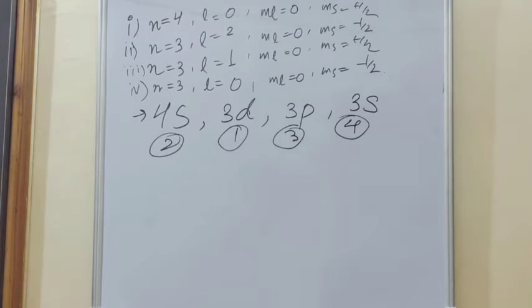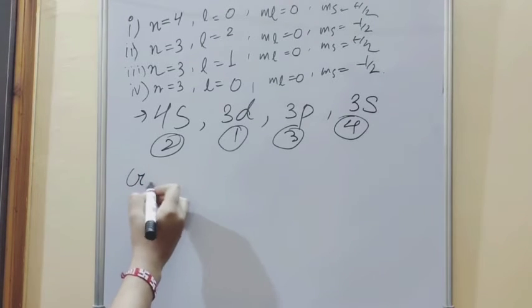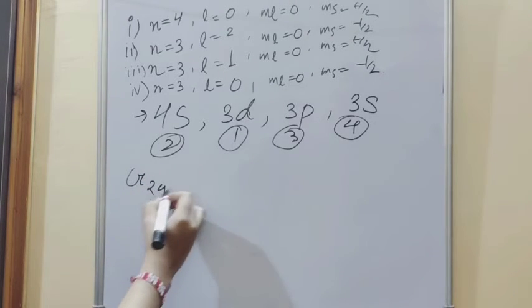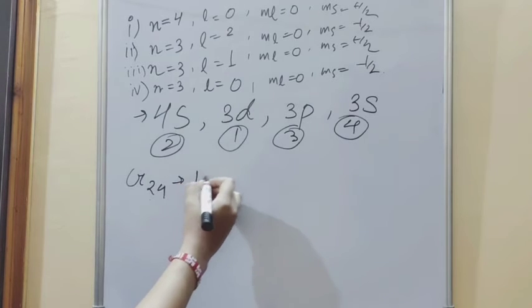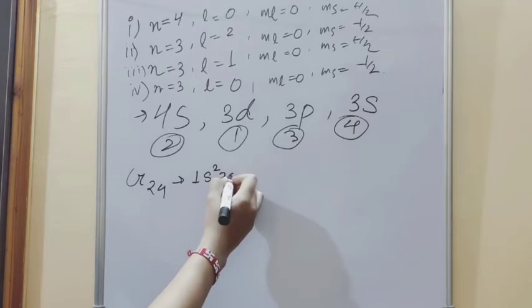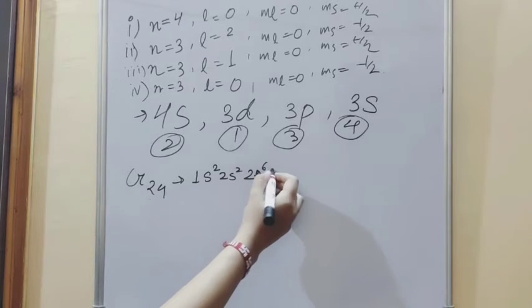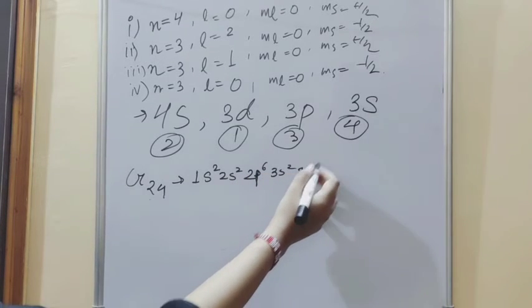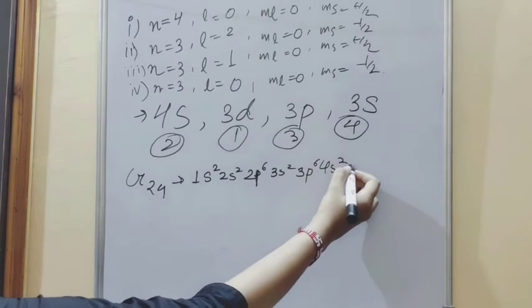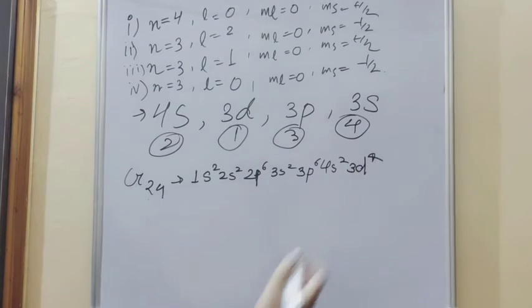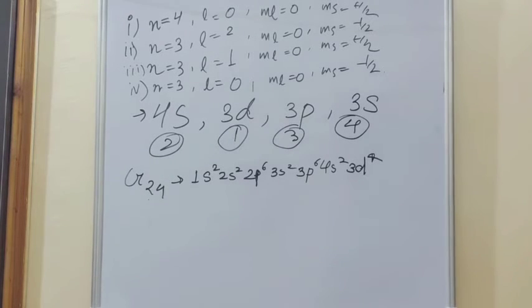Now the next question is, write the electronic configuration of the 19th electron in chromium. We have to find where the 19th electron will enter in the chromium atom. Chromium has atomic number 24, and the normal electronic configuration is 1s2, 2s2, 2p6, 3s2, 3p6, 4s2, 3d4. So this will be the predicted electronic configuration for chromium.